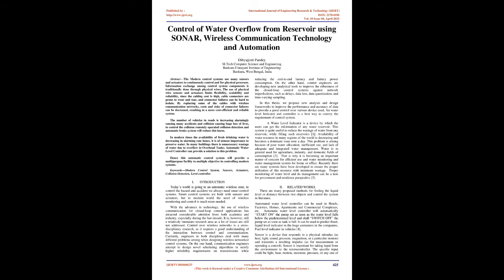1. The availability of water resources in many regions of the world is decreasing and has become a dominant issue nowadays. This problem is arising because of poor water allocation, inefficient use, and lack of adequate and integrated water management. Water is in general used for agriculture, industry, and domestic consumption too. That is why efficient use, water monitoring and water management systems for home or office are becoming an important matter of concern.